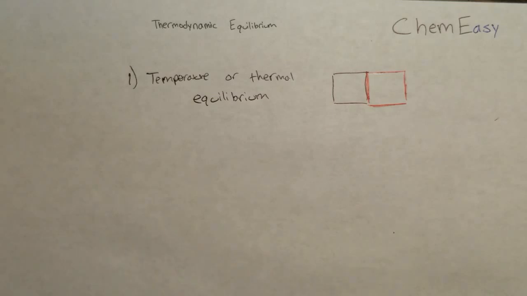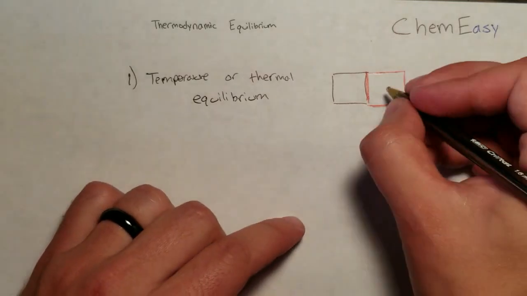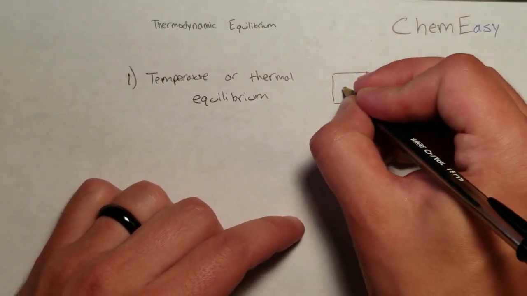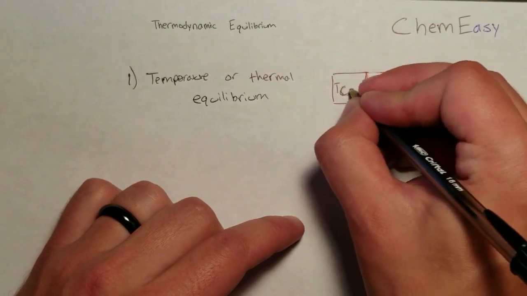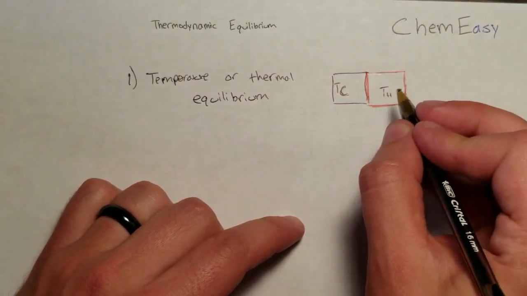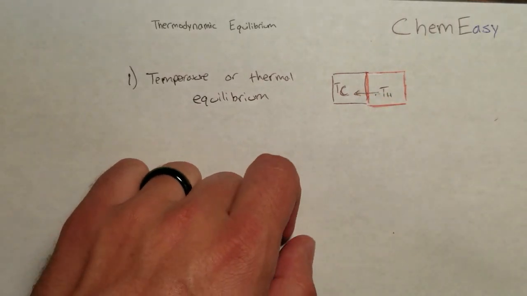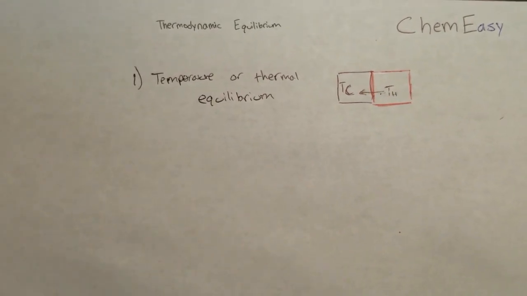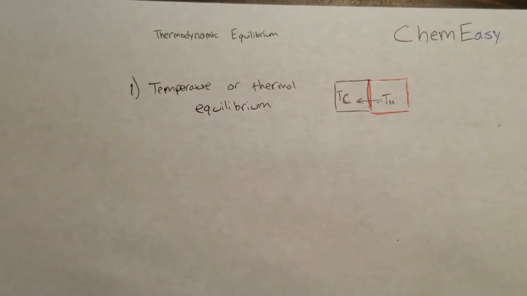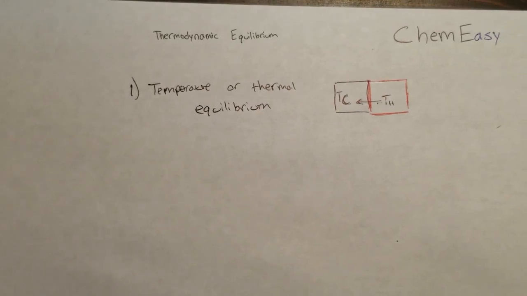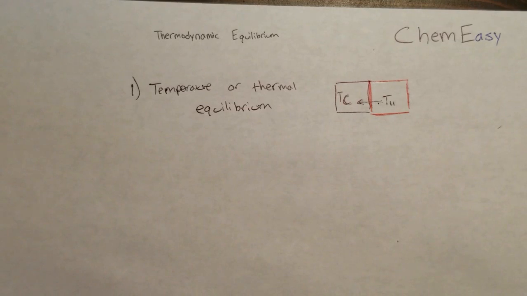If you have, let's say, a hot temperature here, T hot, and T cold, we know that the temperature will flow hot to cold, or the energy will flow hot to cold. It's going to seek that lower Gibbs free energy. And so thermodynamic equilibrium is when the temperature of an object does not change with time.